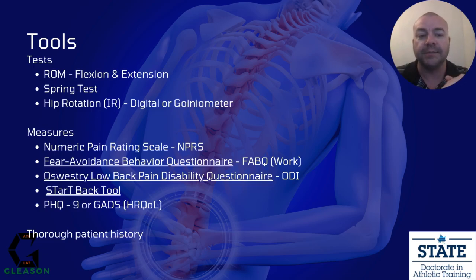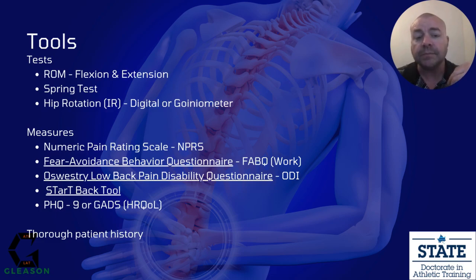So obviously we think about tests and measurements. When we look at tests, we're going to want to look at their range of motion, flexion and extension of the lumbar spine. You need to be able to evaluate that, whether it's on a table or in a standing position. You're going to need to be able to do the spring test, which looks for mobility issues in the lumbar spine, and also hip internal rotation specifically. You can do that with your goniometer if you have one in your clinic. But we all have our smartphones, and now there's an inclinometer, and it will tell us some of the degrees. And as long as you're doing it bilaterally, you have a standard comparison there.